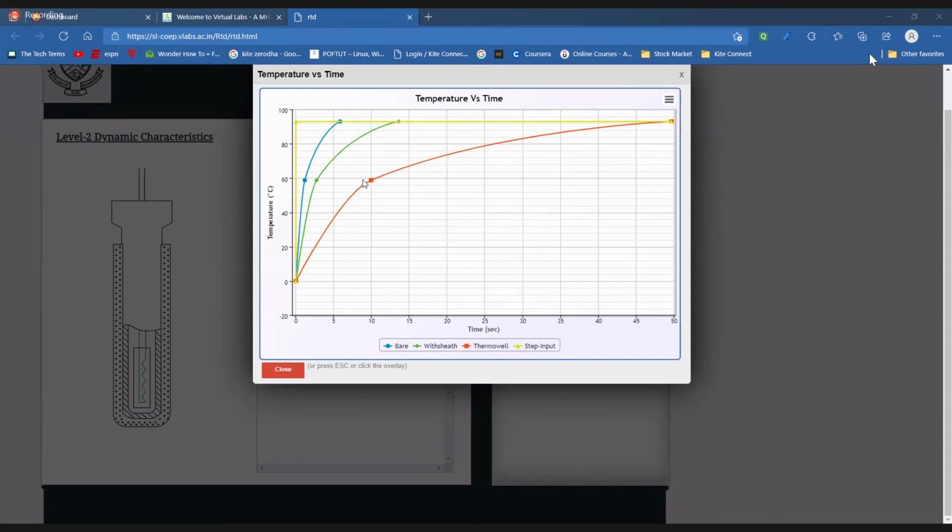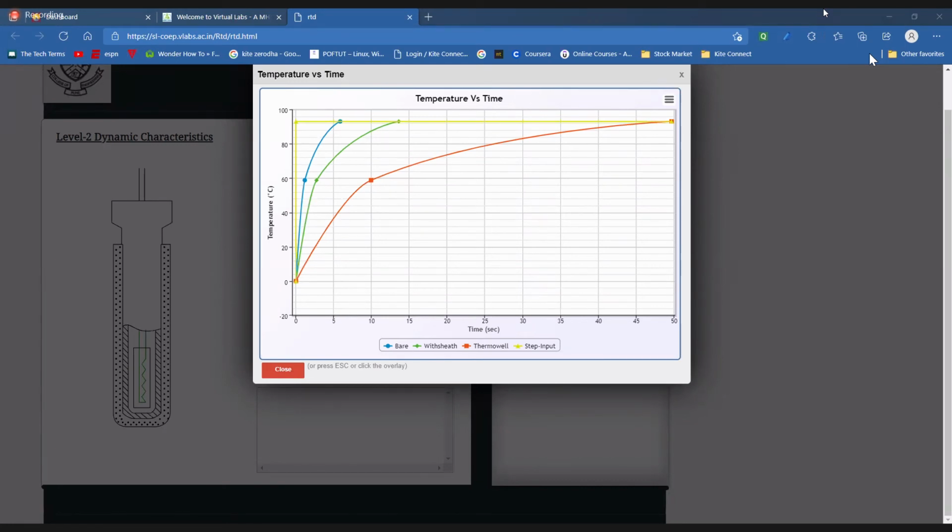So what did you understand? What is the x-axis here? Time. What is the y-axis? Temperature. So the bare line reaches the input in a short time, and if you use the sheath, the RTD takes a little more time to reach the input, and if you use the thermowell, it takes even more time to show the input as output.